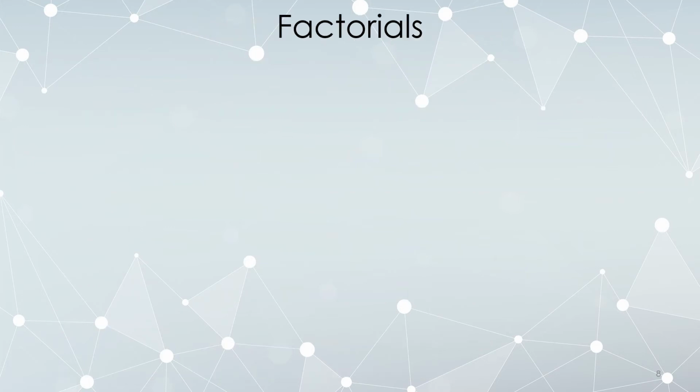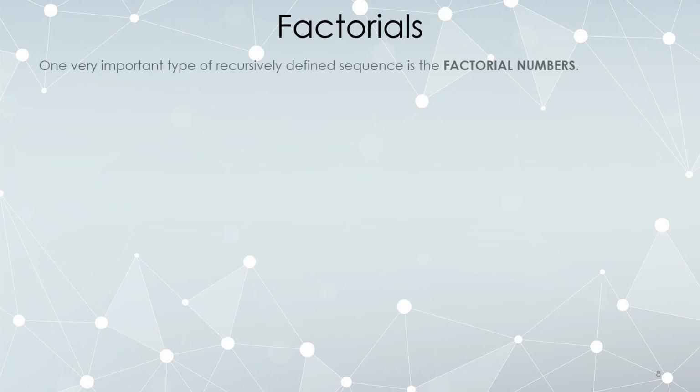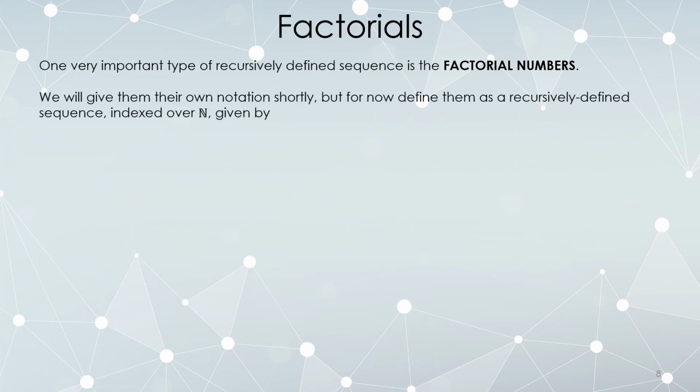As an example of a recursive sequence that is so special it's given its own notation, factorials. So the factorial numbers are defined as follows. They're going to be given their own notation in a bit, but for now, since we want to lean on sequence notation, we're going to write them as follows. A sub 0 is defined to be 1. To get the next term of the sequence, take the next index, note that this n plus 1 is the same as this, times the previous term of the sequence.